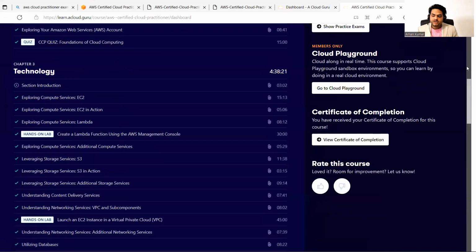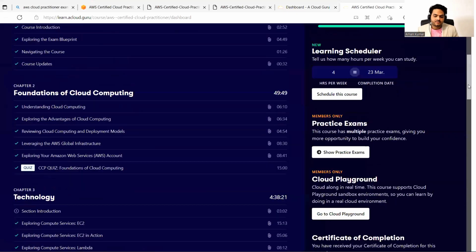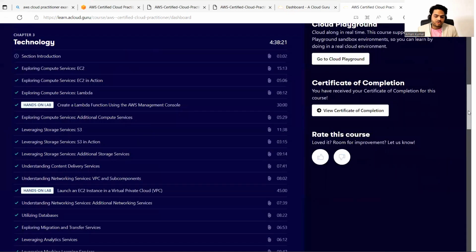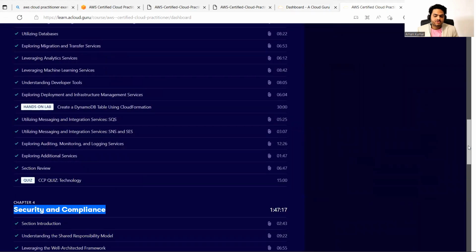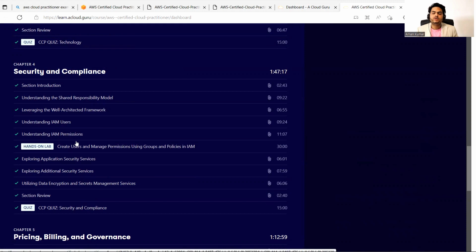Now let's see in a little more detail what areas they will touch. For example, you understand what is cloud computing, deployment models, global infrastructure, what is an AWS account, etc. In technology, as I told you, EC2, S3, analytics-related things, DynamoDB-related things, etc. In security, they will talk more about security services, IAM permissions, what the root user can do and what the root user cannot do. All these things are very, very important and critical to know.